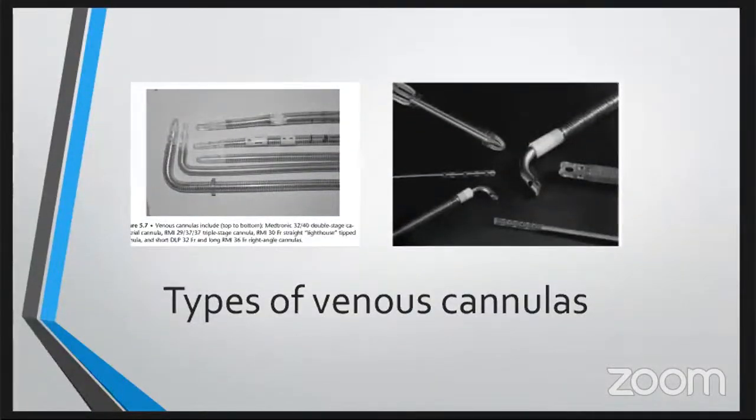We have many types and shapes of venous cannulas. It depends on the cannulation technique, and surgeon preference plays a role as well. In general, right angle cannulas are used for direct bicaval cannulation, and the straight one for indirect bicaval. The metal tip provides better drainage with a smaller size, and the long cannulas are used for a minimally invasive approach.